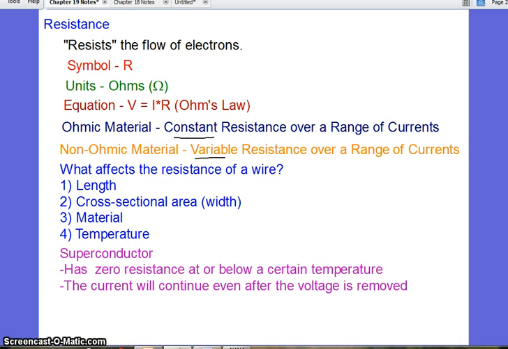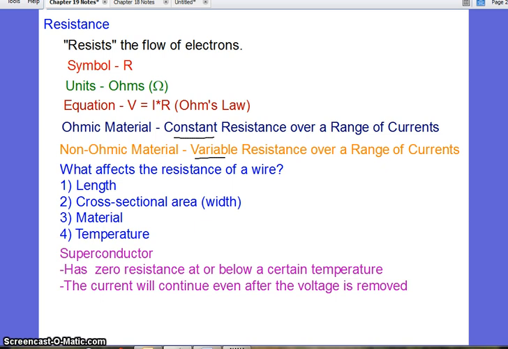Think of this analogy with cars again. Let's say you're driving down a one-lane highway. There's no way to get around the car in front of you, and so you encounter a lot of resistance. That would be your narrow wire. However, if you drive on a 4-lane highway, then you can go around the other cars and there's less resistance. This would be an example of our wider wire.